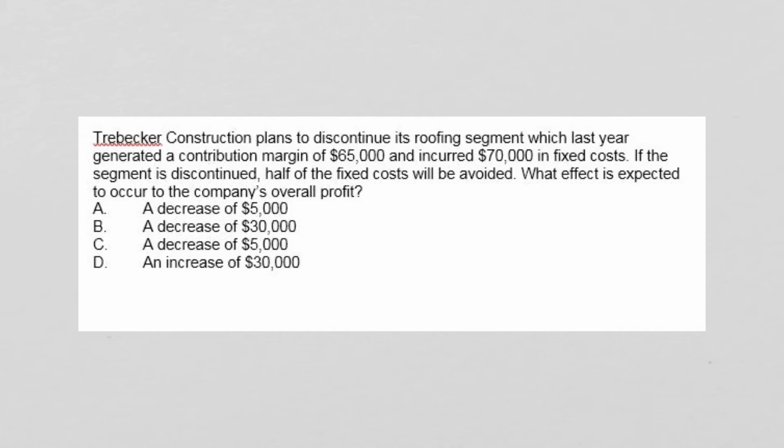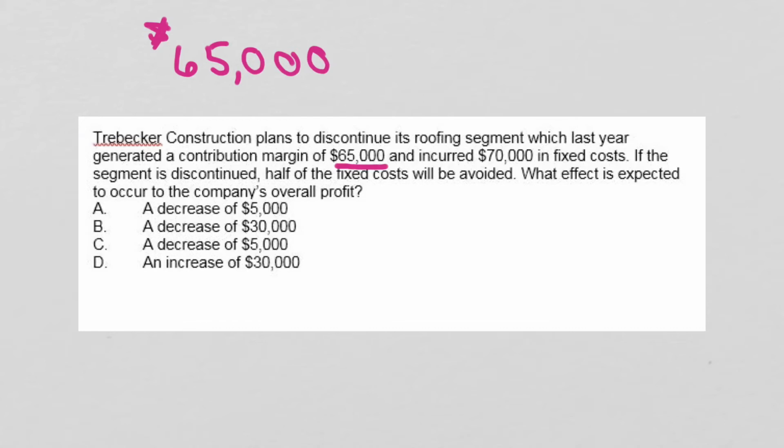Here's a construction plan to discontinue the roofing segment, which last year generated, and this is definitely key, a contribution margin of $65,000. That's something we're going to need to know in these kinds of problems. We need to know what kind of contribution margin we got. Look, that's positive, so things aren't so bad.